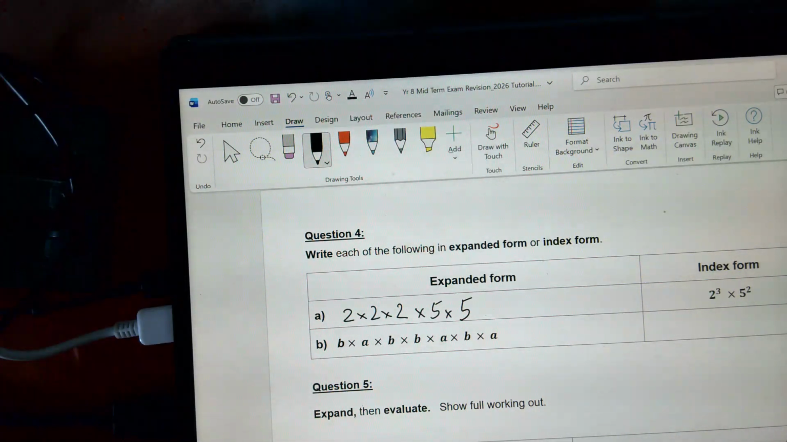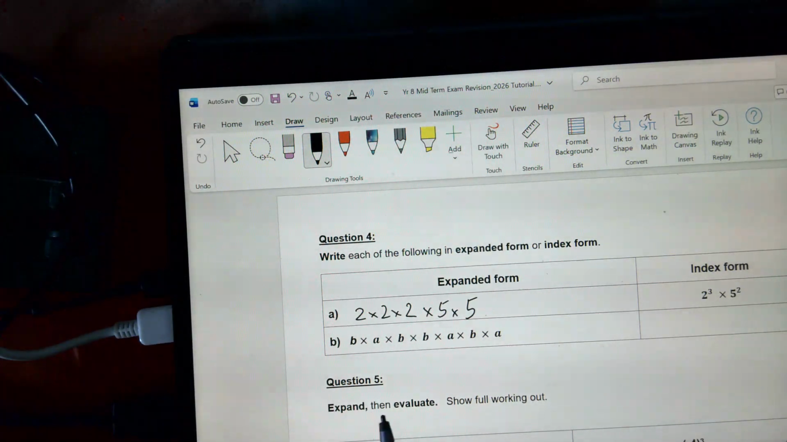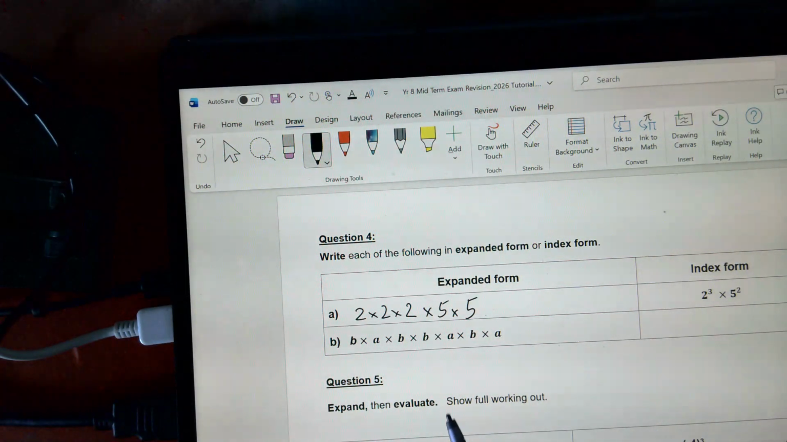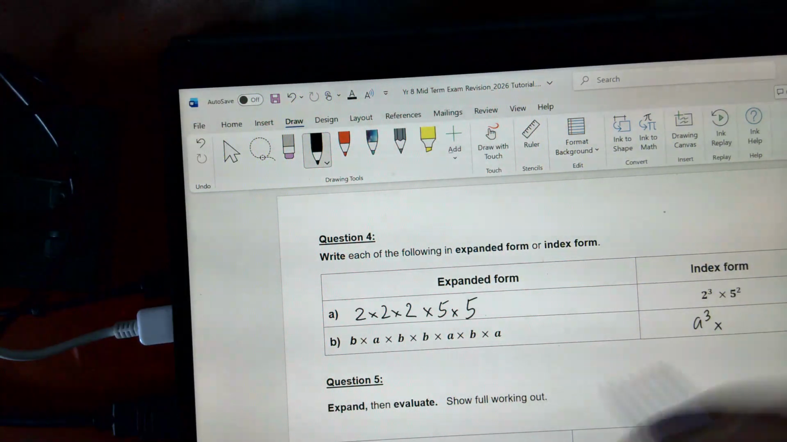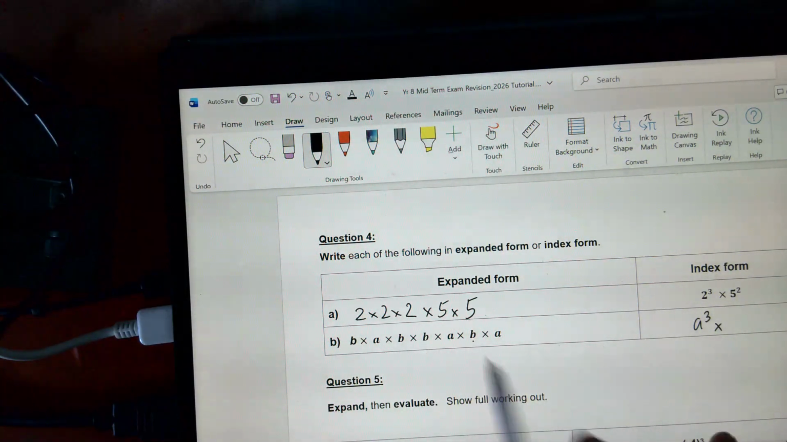If we go back the other way, I want to go from expanded form to index notation. I'm going to count how much of each letter there is. So 1, 2, 3. So that's a to the power 3 times 1, 2, 3, 4, b to the power 4.